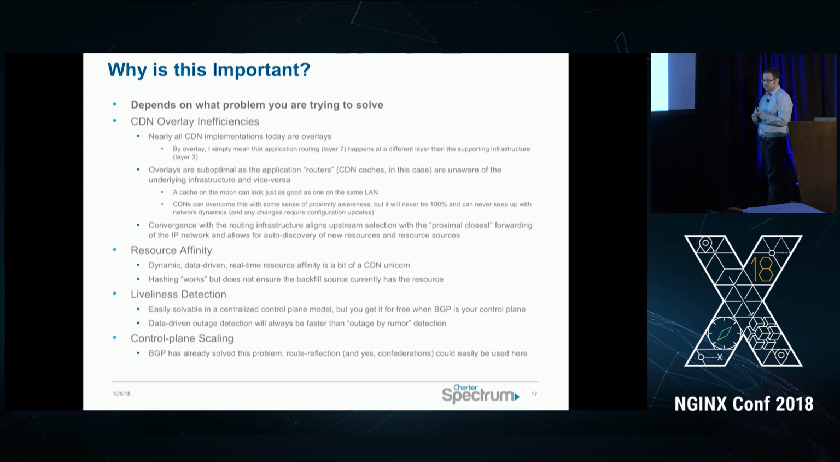CDN overlay efficiencies. So CDNs are today classically overlays. It doesn't participate with the network. The network doesn't participate with this. The CDNs are making decisions on layer 7. IP networks are making decisions on layer 3, so they're kind of at odds with each other, and there's always going to be suboptimal routing when you're doing that because the content lookup decision making is separate from the IP forwarding plane.